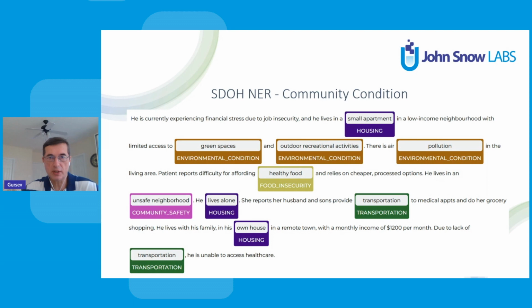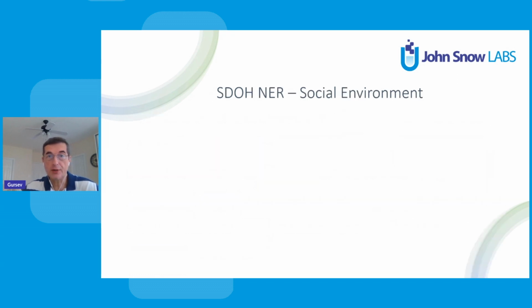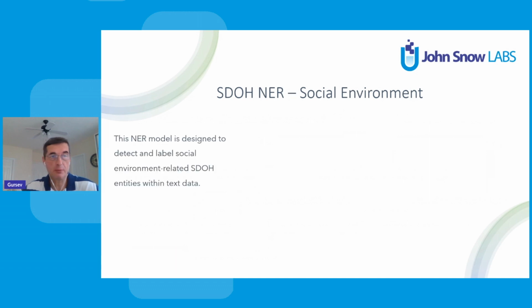Check the housing, let's say. You will see that the small apartment was extracted by the model and labeled as housing, and then comes healthy food. It's again food insecurity, and then there are different entities like community safety, where the unsafe neighborhood chunk is extracted as community safety. It's very useful. Okay, the other one is social environment.